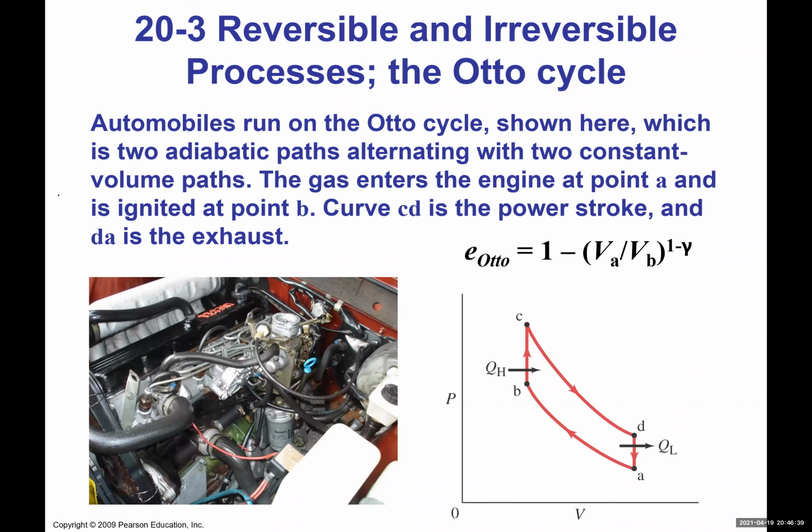Another thing we have here is known as the Otto cycle. It works with automobiles. You can read that automobiles run on the Otto cycle. They have two adiabatic paths alternating with two constant volume paths. So the gas enters the engine at point A and is ignited at point B. Curve CD is then the power stroke and DA is the exhaust. And the efficiency of the Otto cycle is 1 minus the ratio of VA over VB to the power of 1 minus gamma.